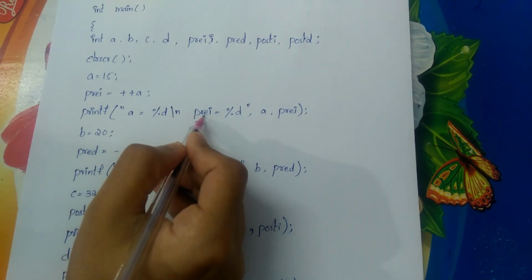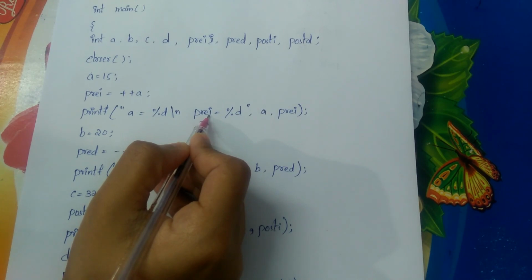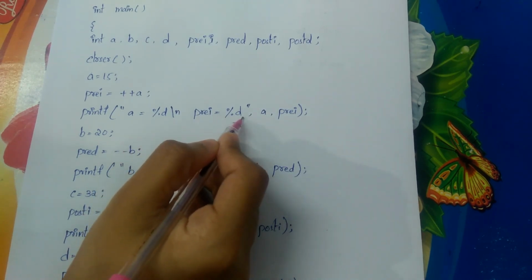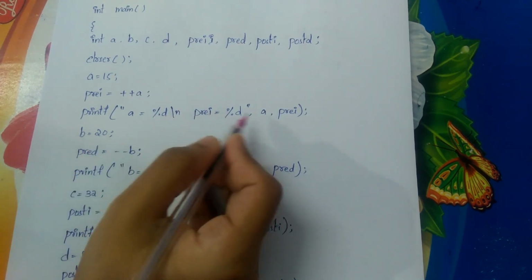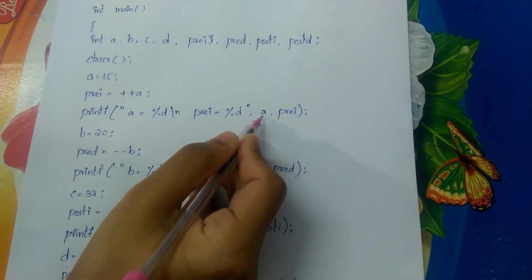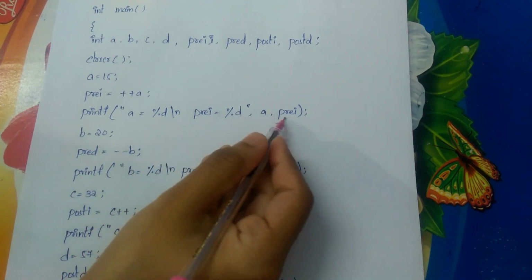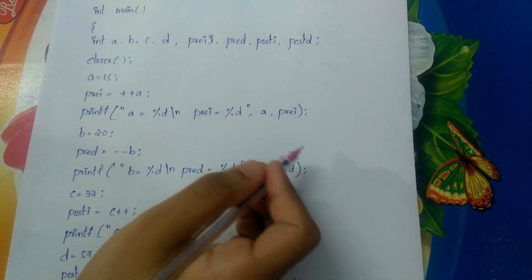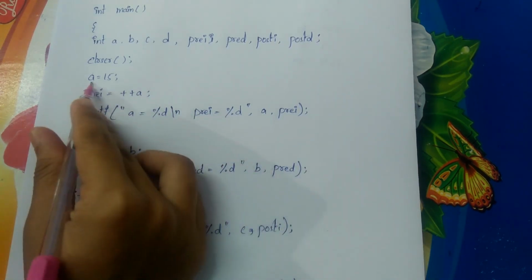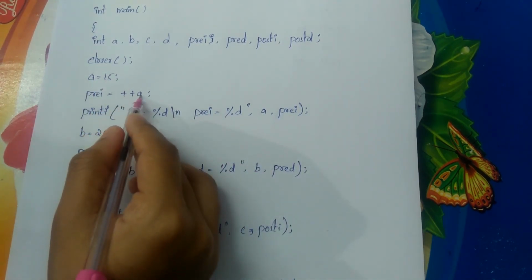Then next I want to print pre-i, which is the pre-increment. So after increment, that is equal to %d. This first %d will print the value of a, and the next %d will print the pre-increment. So a is equal to 15 and pre-increment will be ++a stored in pre-i.